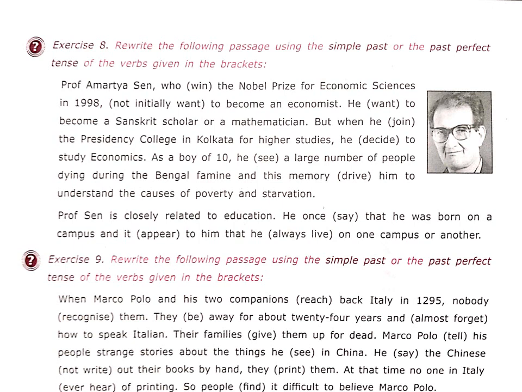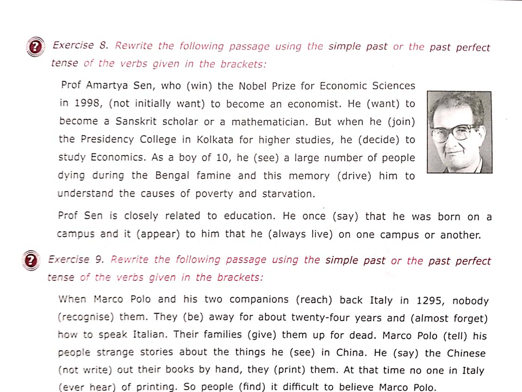In 1998, dash not initially want to become an economist. So what will we have? We'll have here past perfect: had not initially wanted. Just note this down in the second blank. It will be had not initially wanted to become an economist. Right, children? Like this, we need to manage whether simple past or past perfect tense. Right? You will do it yourselves now, and next you'll get the answer key to tally.